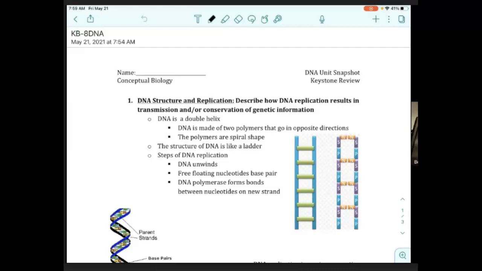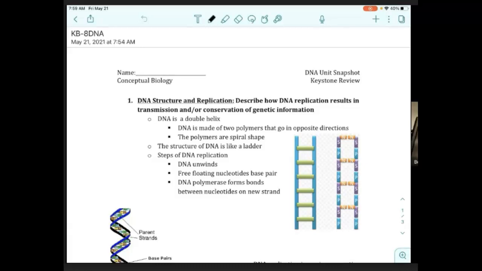Transmission and/or conservation of genetic information. So they basically want you to know, how does the structure of DNA make it an information molecule? Do you guys remember what it is about DNA and those nitrogen bases that makes it really good at storing information? Remember we talked about it's kind of like words, right? We use letters in a specific order to give us words, and the order of the letters is the information. And so in DNA, it's the order of the nucleotides that codes for the proteins.